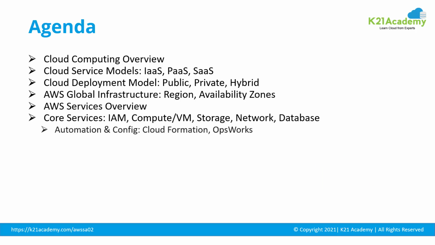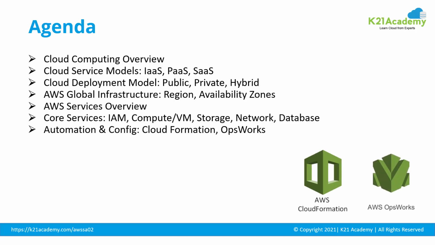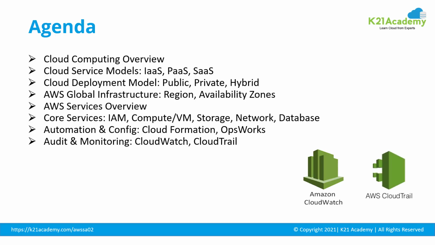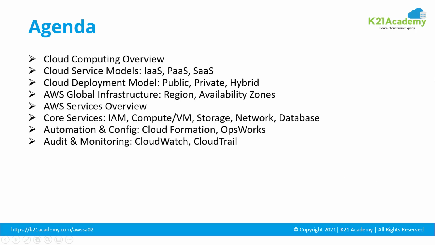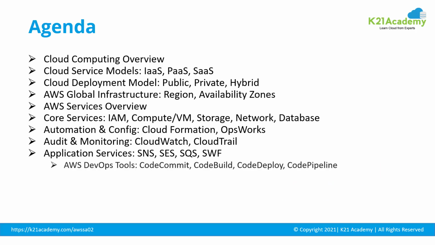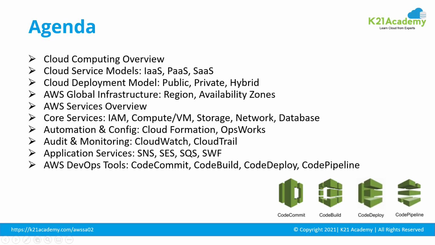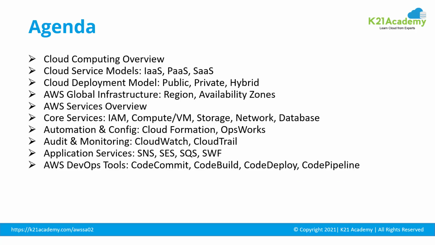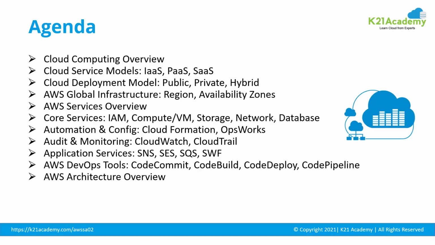And then we will look at services related to automation and configuration, which is CloudFormation and OpsWorks. We will also look into services related to audit and monitoring like CloudWatch and CloudTrail. And then we will look at application services like Simple Notification Service, Simple Email Service, Simple Queue Service, and Simple Workflow Service. Also, we will look into AWS DevOps tools, which are CodeCommit, CodeBuild, CodeDeploy, and CodePipeline. And then we will try to understand the AWS architecture.